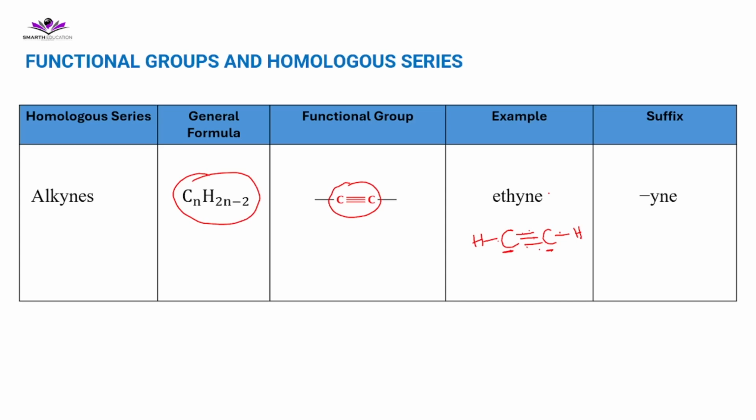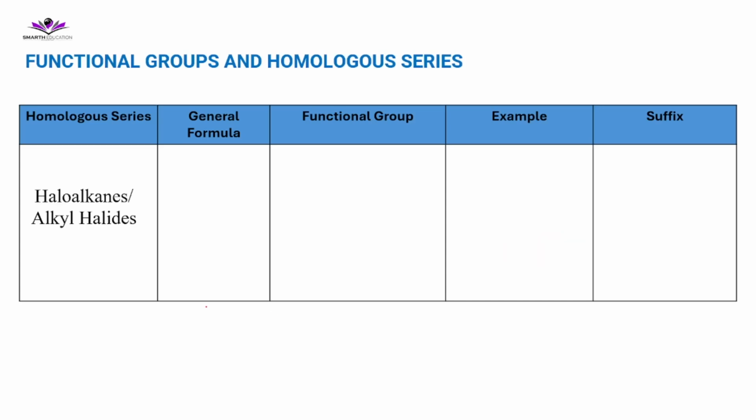And then we have the haloalkanes. Halo from the halogens. Halogens, that's fluorine, chlorine, bromine, iodine. Or you can say alkyl halides, like ethyl chloride, methyl bromide, bromopropane, something like that. Okay, so you can name them like this or like this.